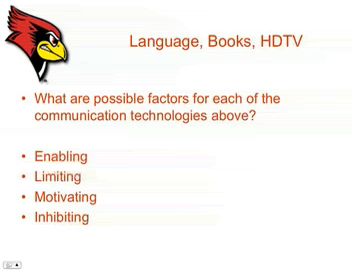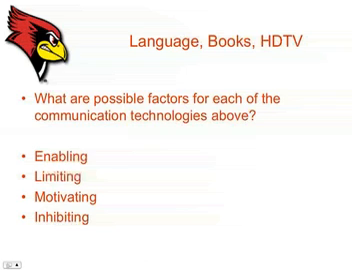For books, enabling factors to use books are availability. Limiting factors of using books are attention span. You might be motivated to open the book for this class in order to get a better grade, or you might be inhibited to open the book for this class because it's not something that you're going to get great pleasure out of in reading it like you would something that you had chosen.